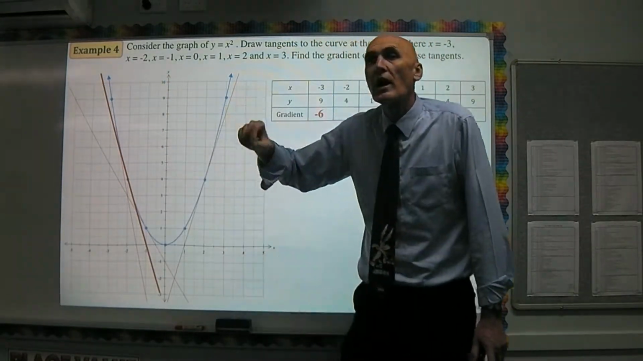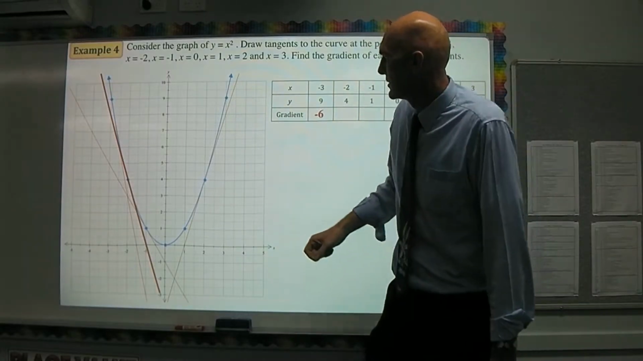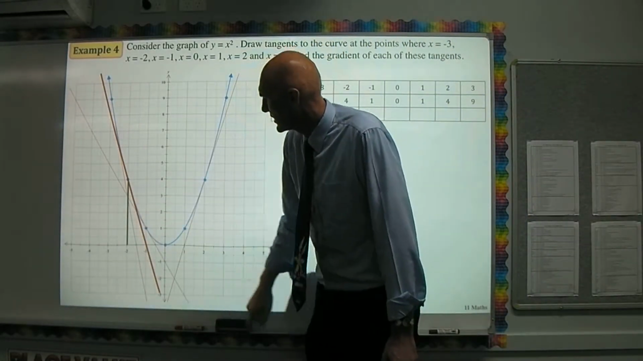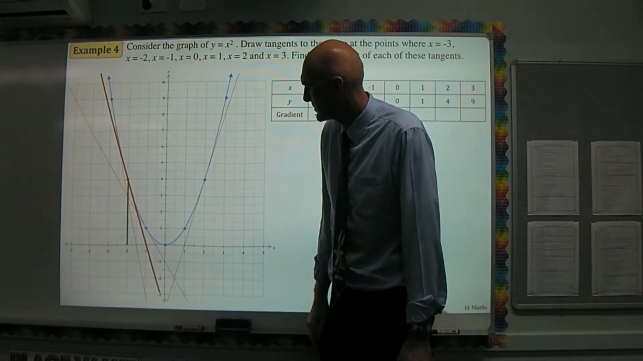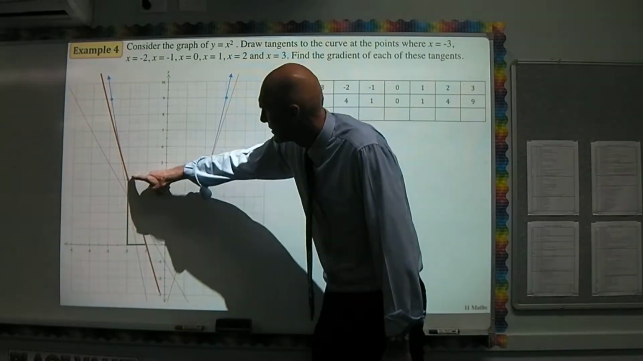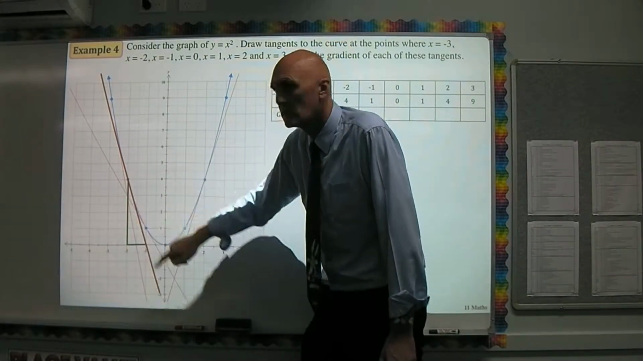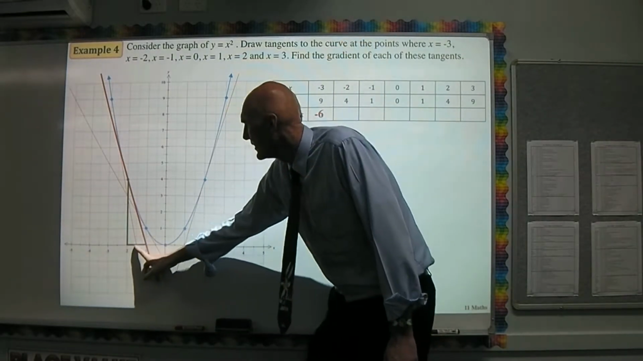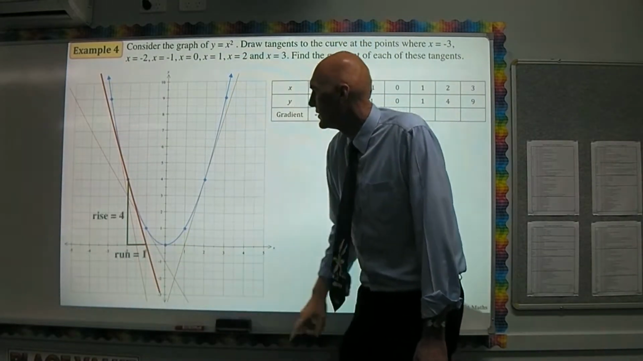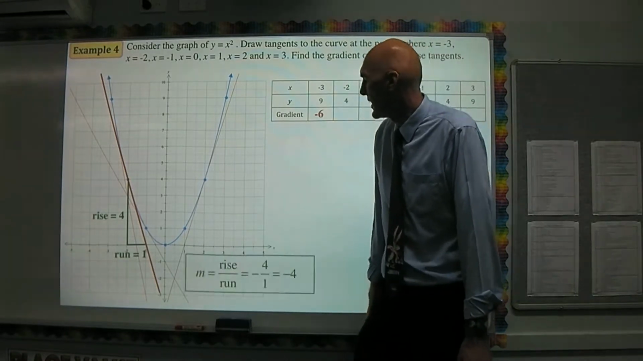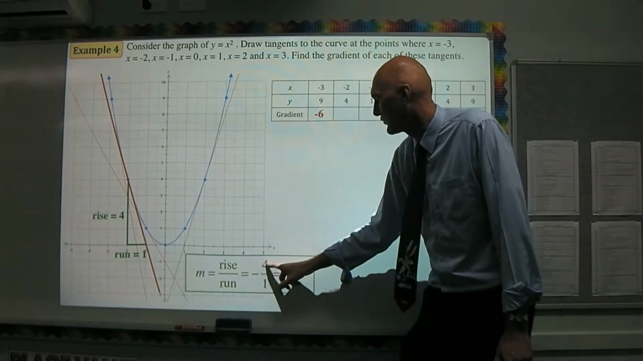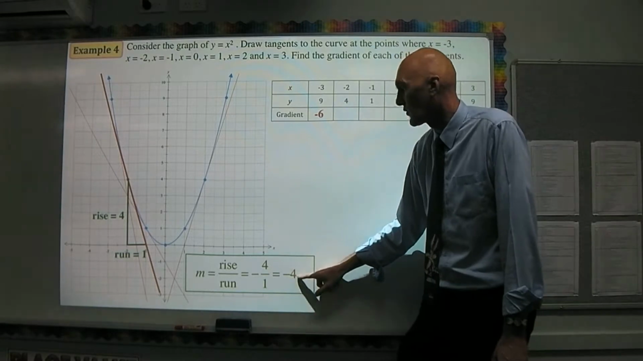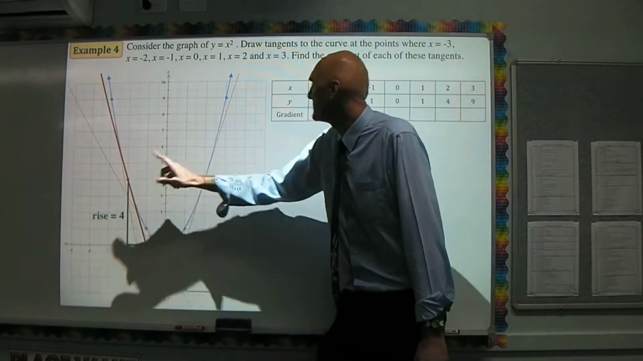I've got to find the rise over the run. There's my rise, there's my run. Where's my run? There it is. Rise, how far has it risen? 4. What's the run? 1. So the rise over the run is 4 over 1, but it's downhill, so it's minus 4 over 1. So my gradient at that point is minus 4.